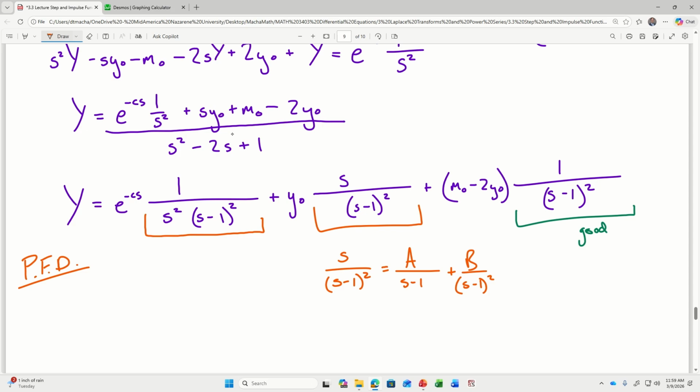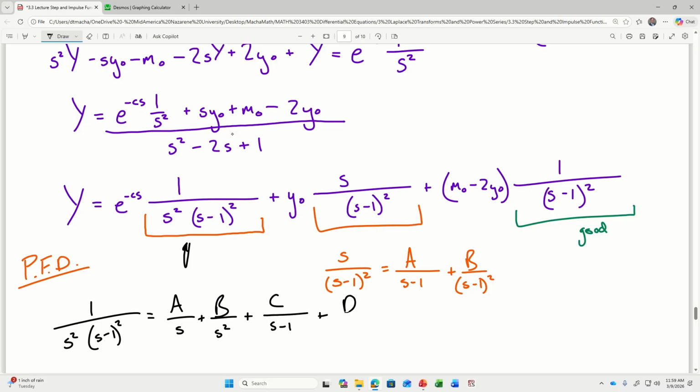And then this is going to be a crazy partial fraction because if I have 1 over s squared times s minus 1 squared, this is going to need to be A divided by s plus B divided by s squared plus C divided by s minus 1 plus D divided by s minus 1 squared. Because that's how repeated factors work in partial fraction decomposition. So this would be a long problem just because you got to do partial fractions twice.